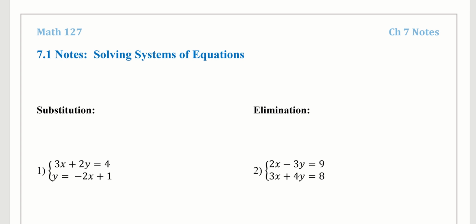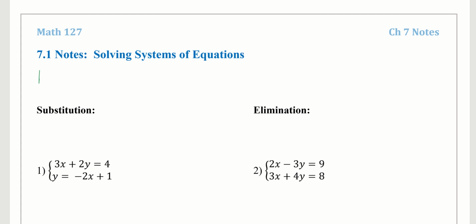We're going to go over 7.1, which is solving systems of equations. As we go through, you guys have seen stuff like this from Algebra 2, but we're going to kind of expand upon it. So here I just want to make a little note.